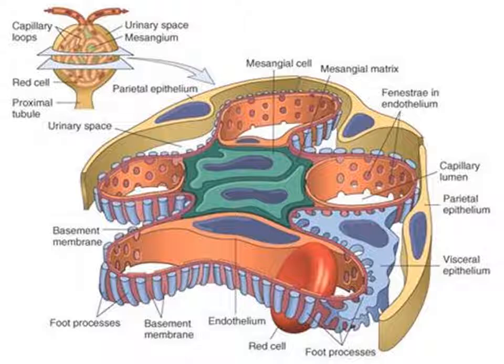There is a mesangium consisting of mesangial cells and mesangial matrix just present in between these capillary networks, which gives support to the capillary network, and also it has a role in the pathogenesis of various types of glomerular diseases.